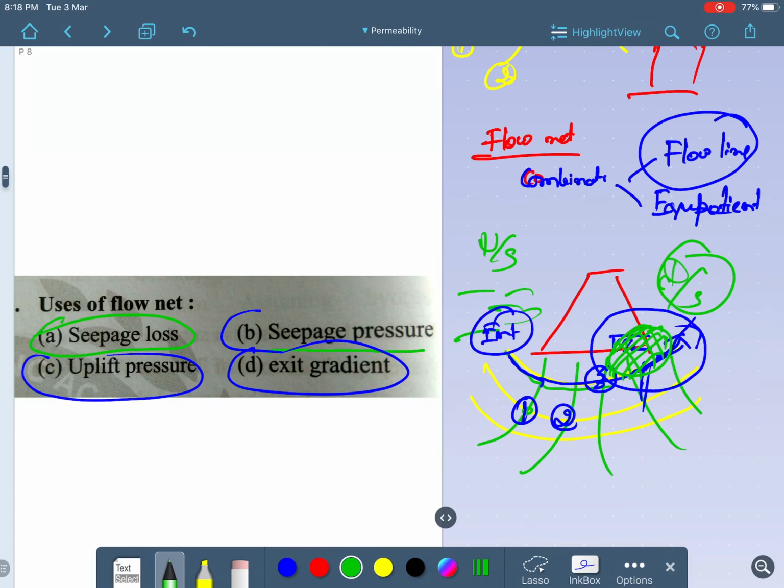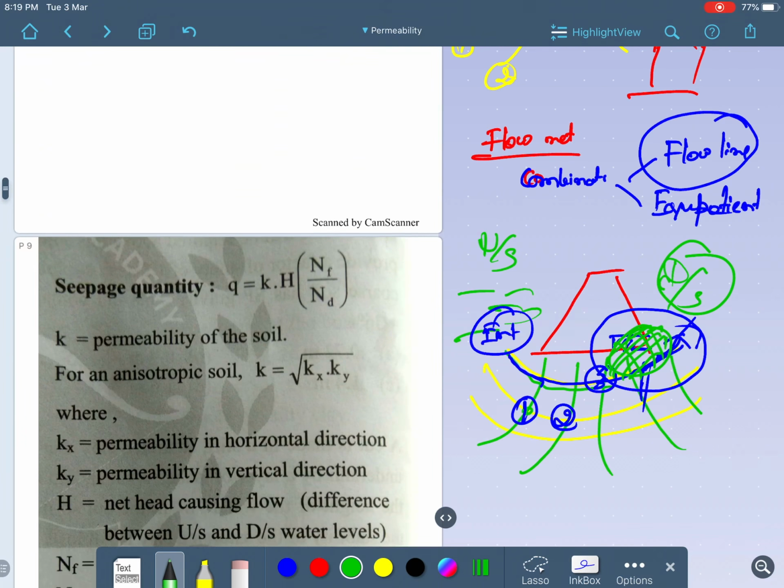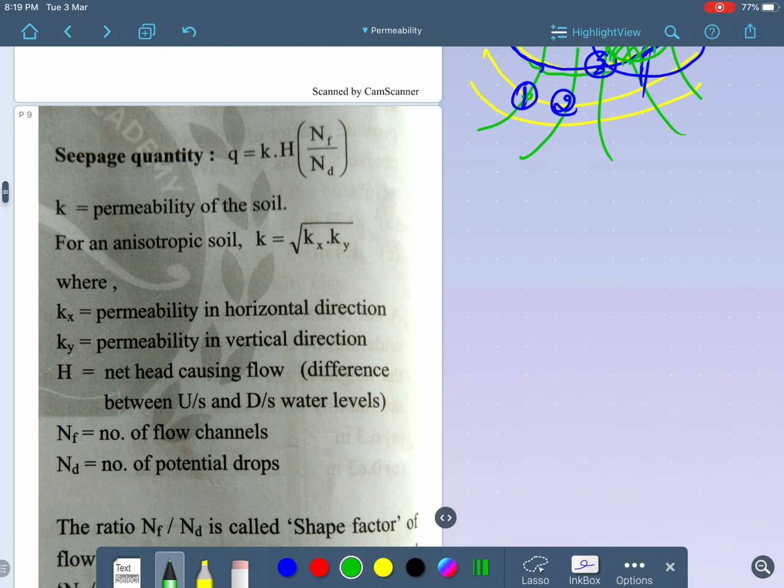So these are the 4 uses of the flow net, and you are supposed to make use of these 4 concepts, on which MCQs are normally asked, and there will be numericals and sets of formulas you are supposed to learn in this flow net. Let us move on.